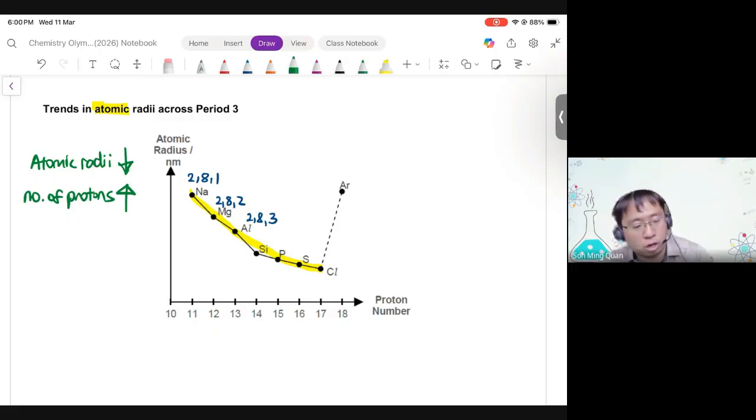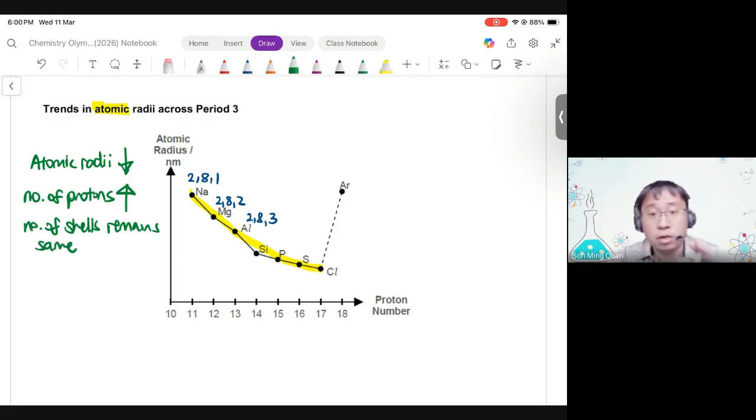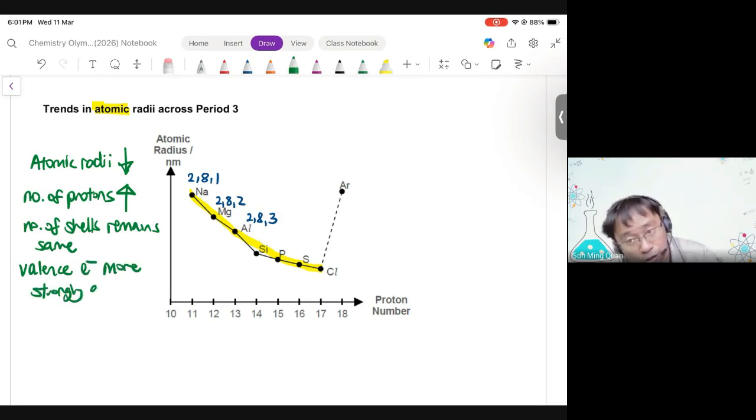If you have more protons, not only do you have more protons, but the number of shells remains the same. So I keep the number of shells the same, but I got more protons. More protons to do what? More protons to attract the valence electrons. So the valence electrons are more strongly attracted to protons.